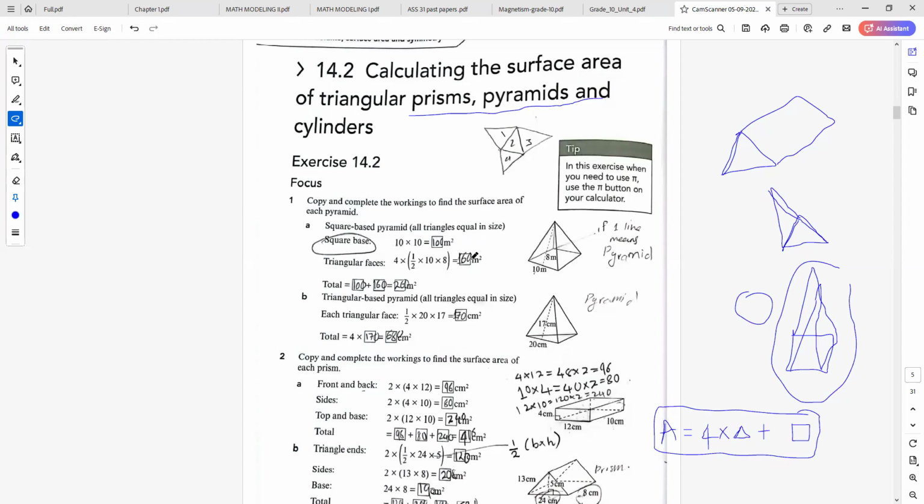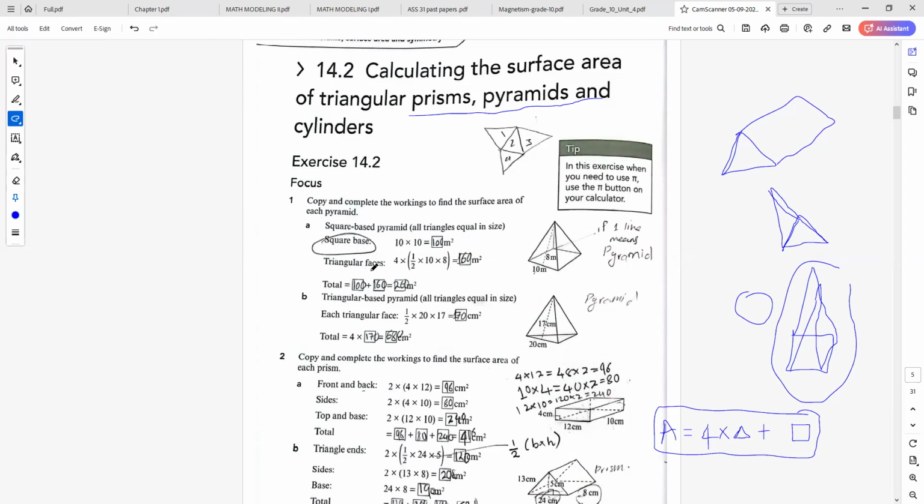If you look at this one, you see the length of the square is 10 meters, and the perpendicular height of this triangle is 8 meters. Then we have to separately find the surface area of this square and this triangle. Then we multiply the area of the triangle by 4, and sum the area of the square with that value. So the square base is 10 times 10, that is 100 meters squared.